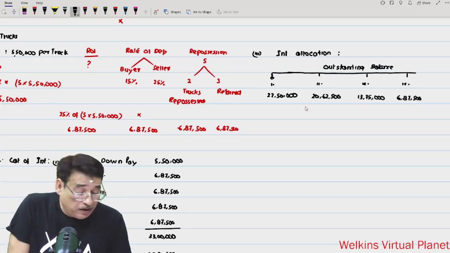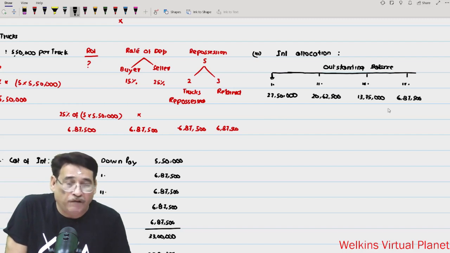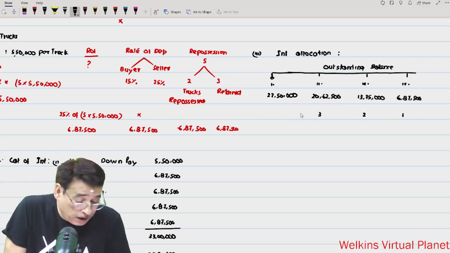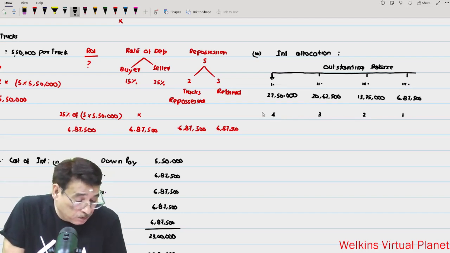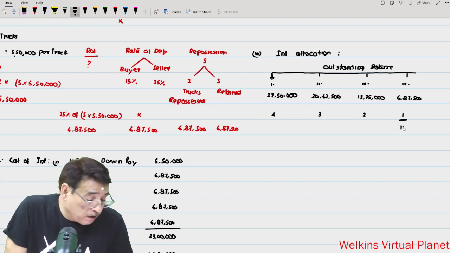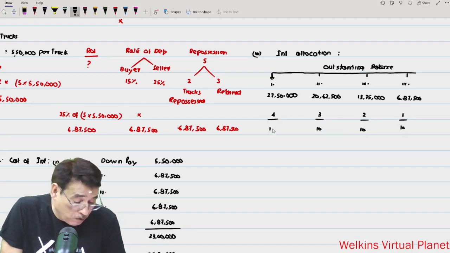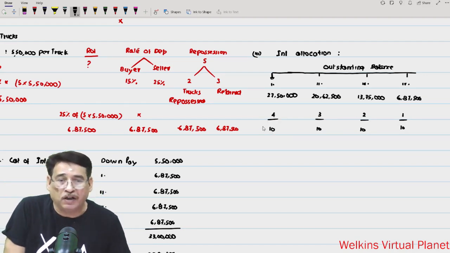Now you take the ratios. I will take the ratios. Ratio will be equal to 1, 2, 3, 4. That means 1 by 10, 2 by 10, 3 by 10, and 4 by 10. This is how you have taken the ratio. Is it clear to you?